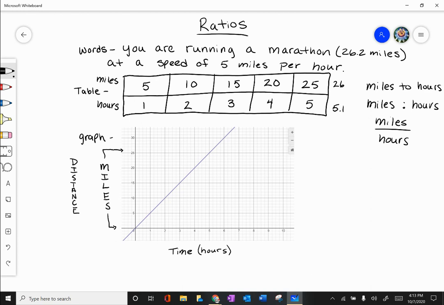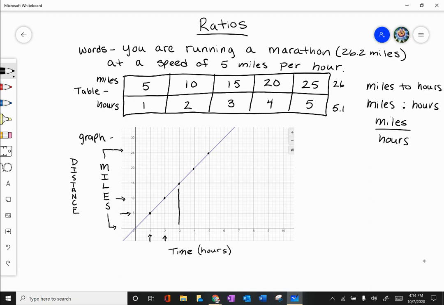So on this graph here, I want to highlight a few points for you guys to see. I have the miles on the vertical axis, and I have time going across the bottom on the horizontal axis. So the distance traveled is at 5. When you travel 5 miles, it would take you 1 hour to travel that distance. To get to 10 miles, it would be 2.